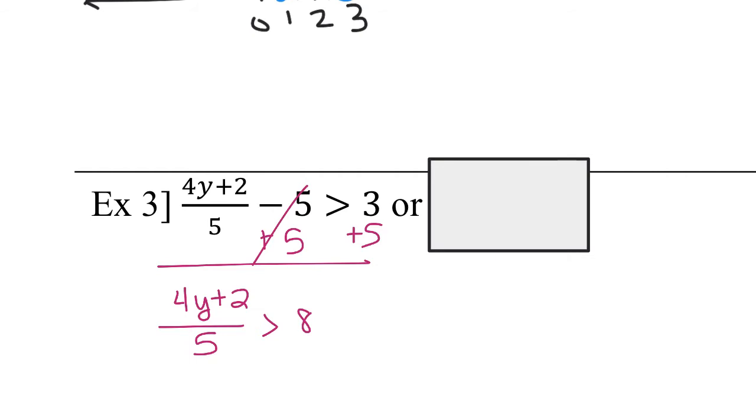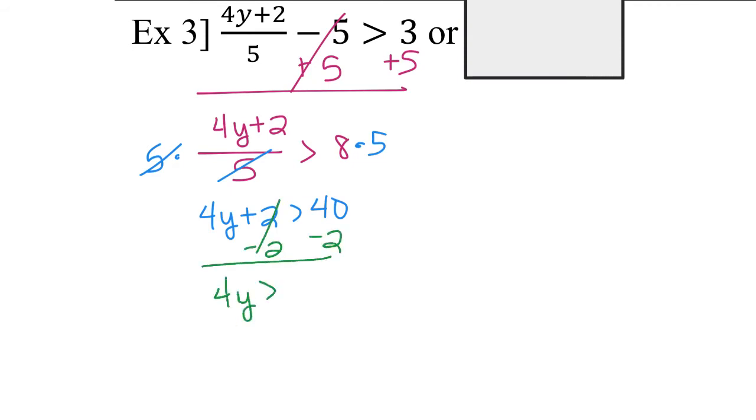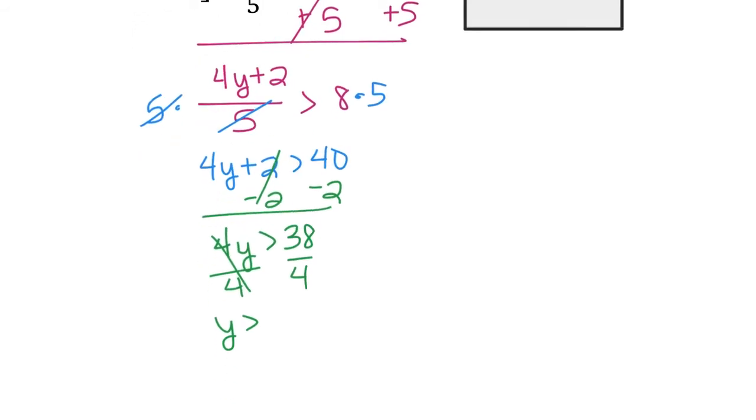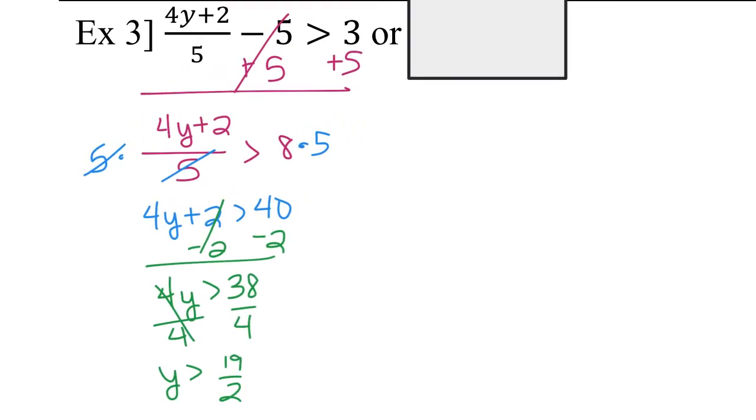Now I can't get to the numerator until I get rid of the denominator. So we're going to have to multiply by 5 to get rid of that denominator. So we have 4y plus 2 greater than 40. Now we're going to have to subtract 2 from both sides. 4y greater than 38. And then divide by 4. So y is greater than 38 over 4. Doesn't divide evenly, but I can simplify it into 19 over 2. So there's half of our solution.